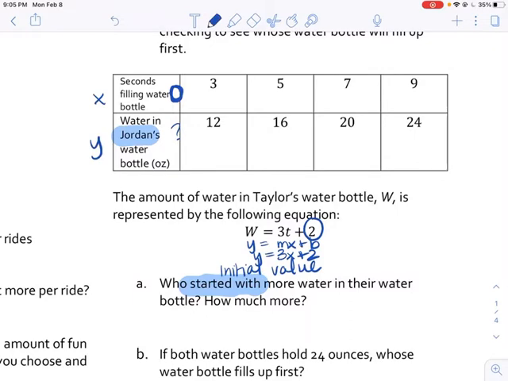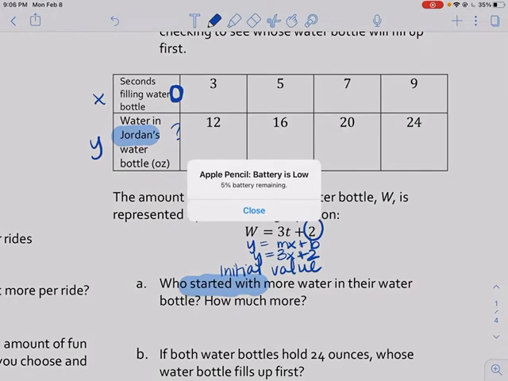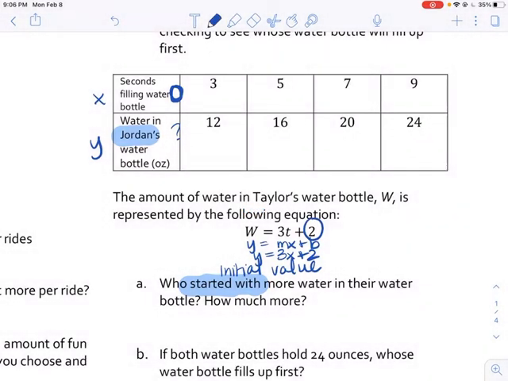Yay. So we're going to find our change in y over change in x. And our change in y is 4 from 12 to 16. And then our change in x is 2. So change in y over change in x is 4 over 2, which just equals 2. So we know that it's increasing 2 y per x, so 2 ounces per minute.